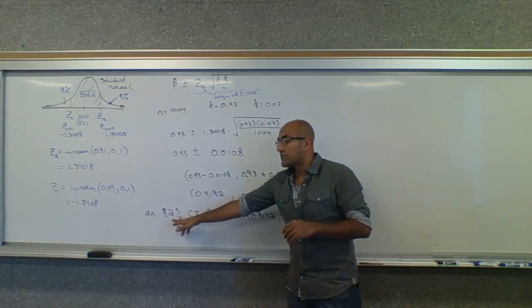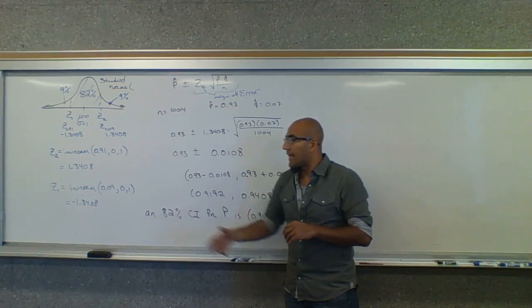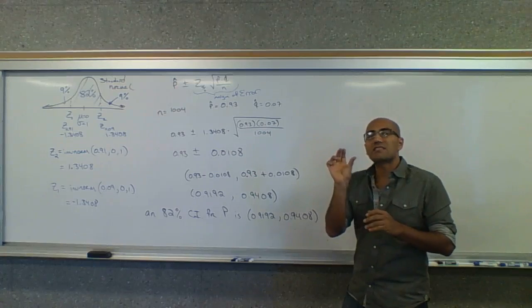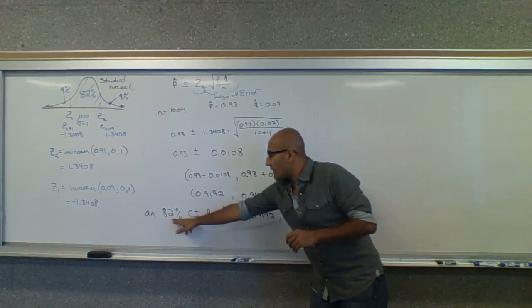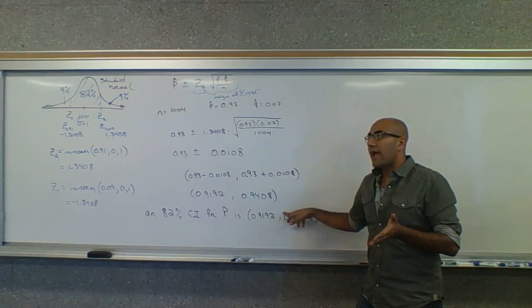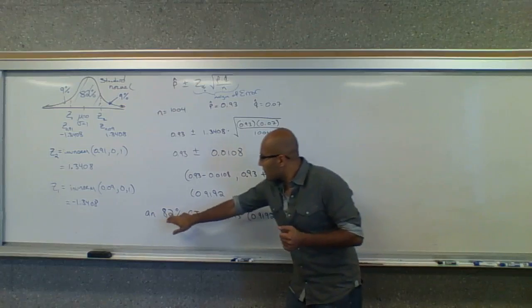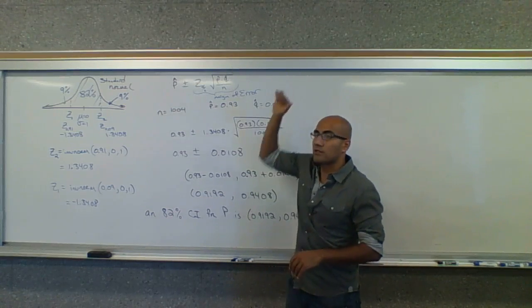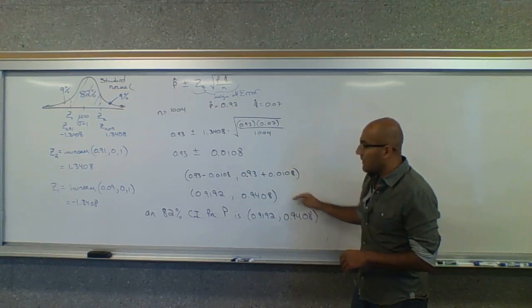Okay? So it's a very subtle difference as to say that there's an 82% chance that it's in there. It's not really that. That's not really the case. It's more of this is how often this process works, not whether P is in there or not in there. Okay, it's a very subtle difference.